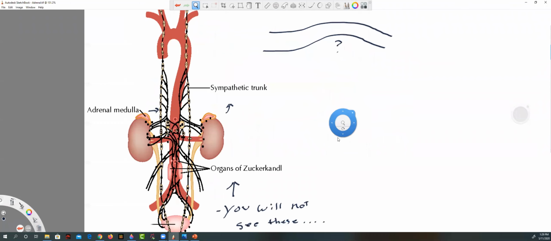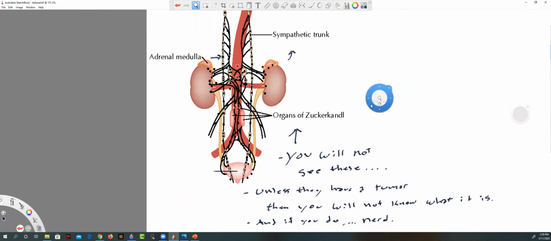Your book mentions organs of Zuckerkandl, and that's this is where you find Facebook. Hold on. Arm is sticking to the table.